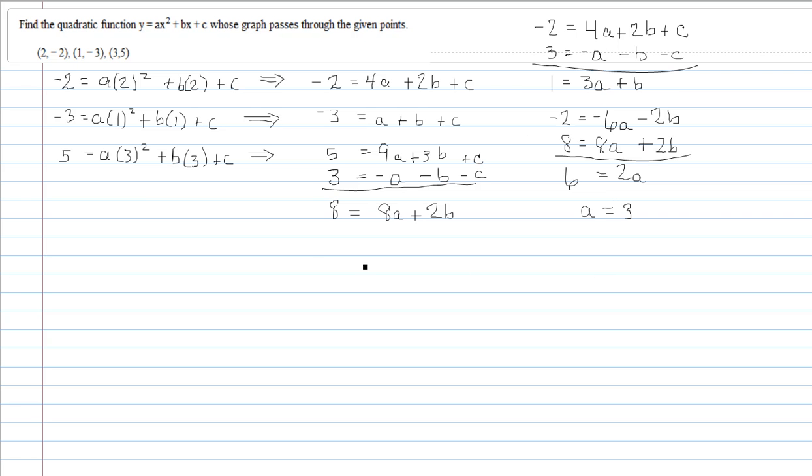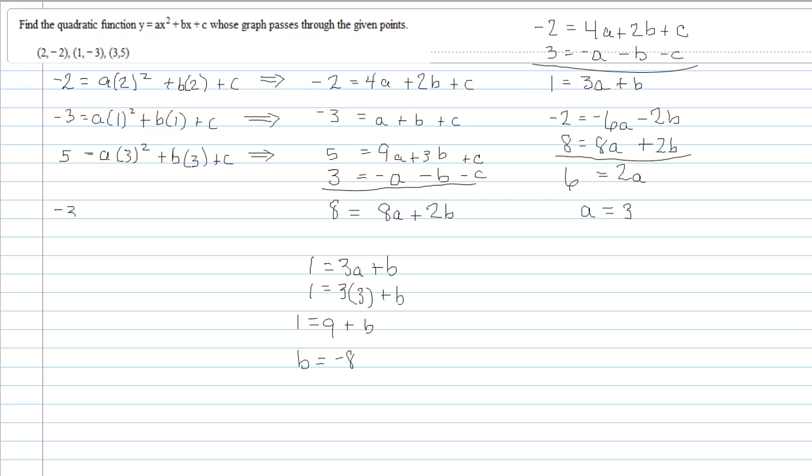So now I'm going to take the 1 equals 3a plus b, and I'm going to replace the a with the 3, and I'm going to solve for b. So I've got 1 equals 9 plus b. Subtract the 9 from both sides, and I get b equals -8. So now I have my b. I just need my c.